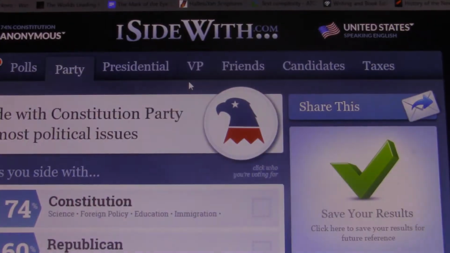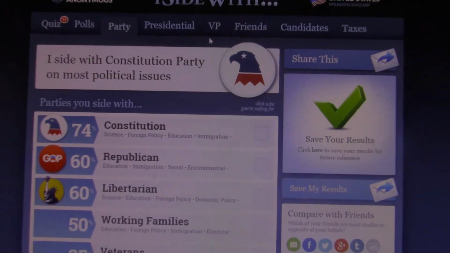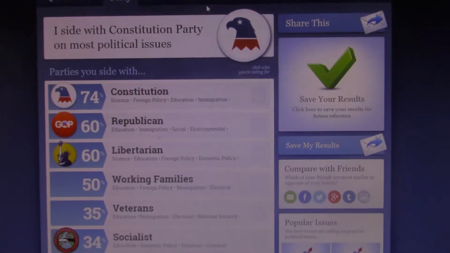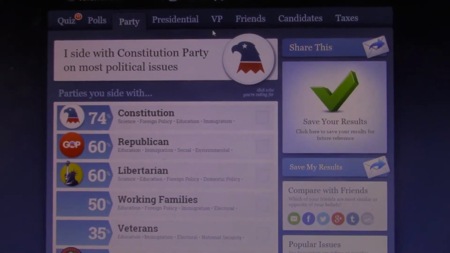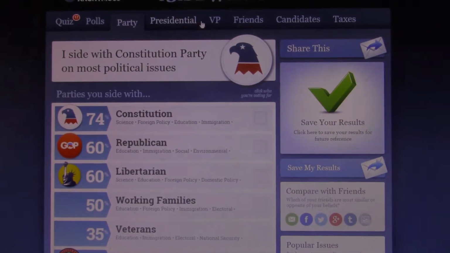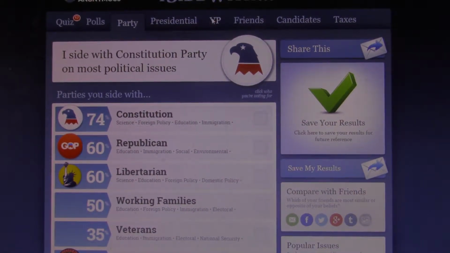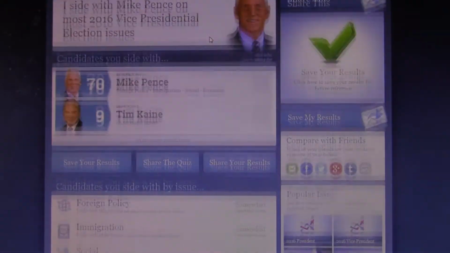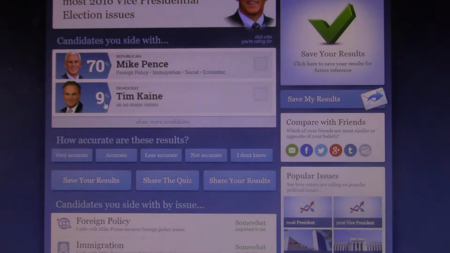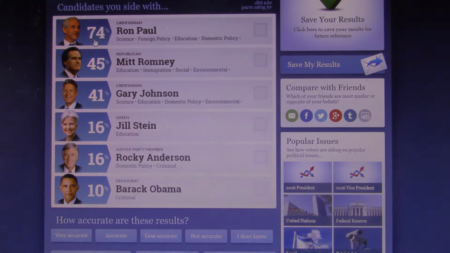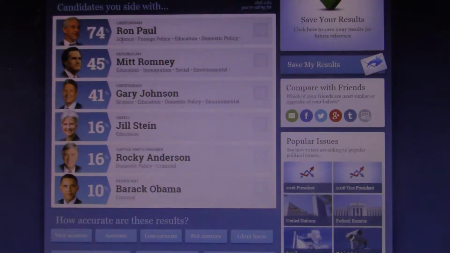So this is isidewith.com. That's literally what it is. You can take a test to determine which issues you agree with for both party and the candidates, and also the vice presidents right here. Mike Pence 70%, Tim Kaine only 9%. 2012 election, 74% for Ron Paul. That's not surprising.